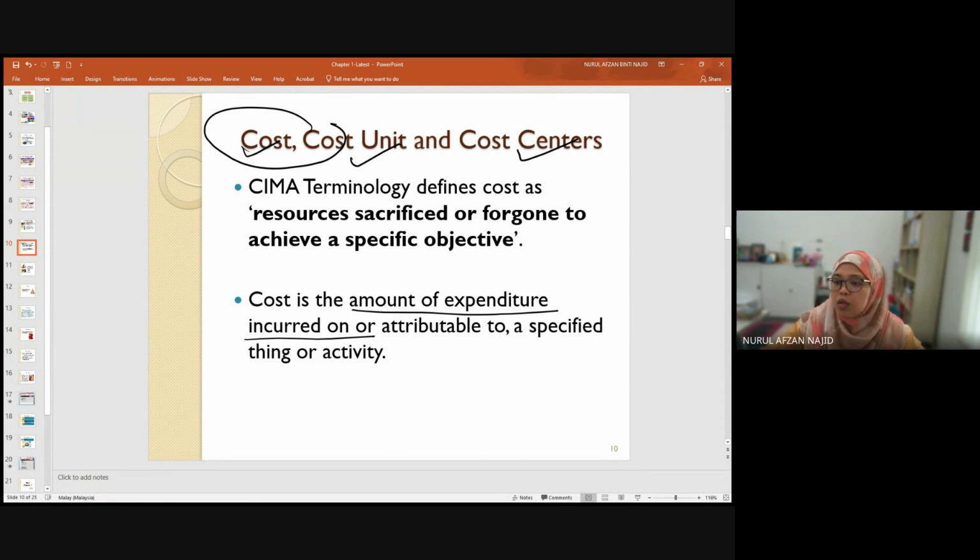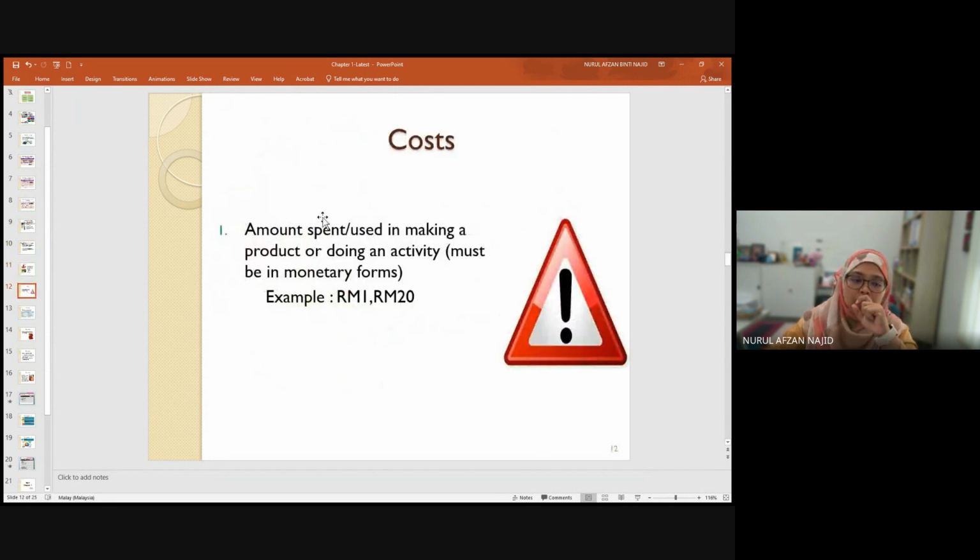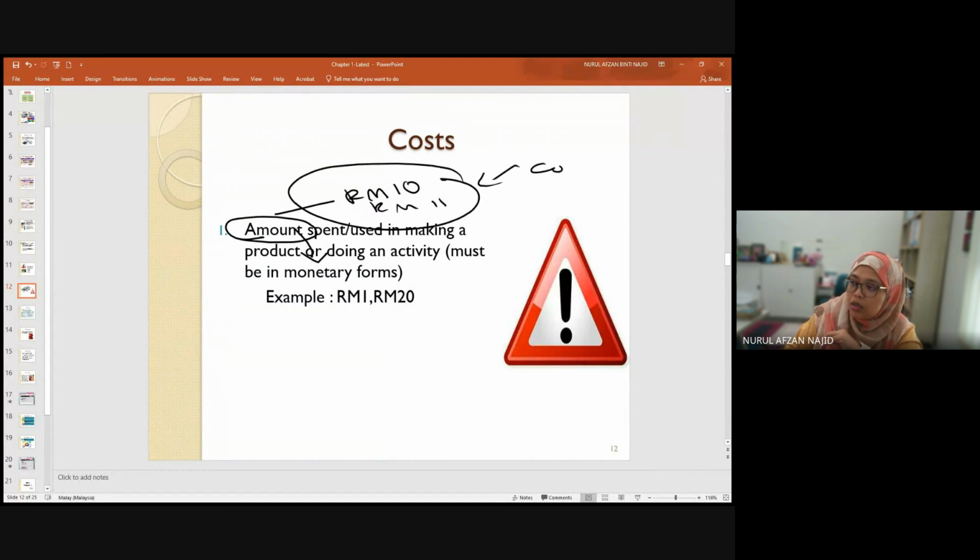Okay. So when we talk about the cost, again saya skip jap yang ni. Saya pergi terus kepada cost untuk kita punya subjek. Cost adalah amount. Again, amount. So amount mesti dalam bentuk monetary form. Okay. Amount mesti dalam bentuk RM. Contoh RM10, RM11. So this is called as cost.